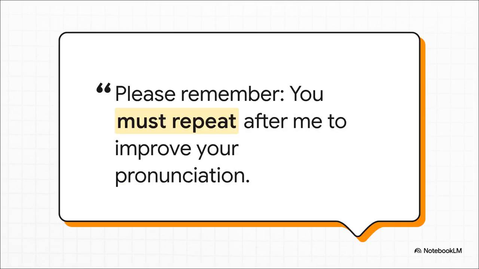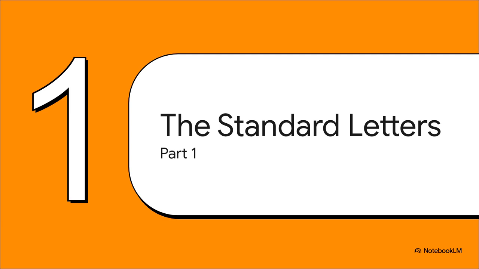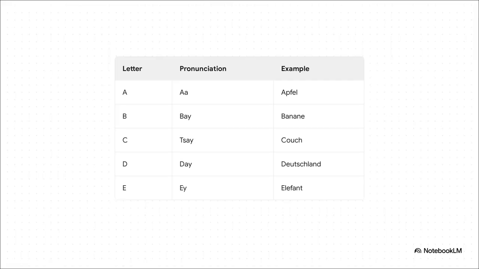Okay, before we properly kick things off, this is the most important instruction you're going to hear. I mean it. To really get these sounds right, you have to say them out loud with me. It's all about muscle memory. So I'll pause after each one, and that's your cue. Let's do this. We're going to start with the 26 standard letters, the ones you'll definitely recognize. And don't worry, we're not going to do them all at once. We'll break them up into smaller chunks. All right, let's begin. Repeat after me.